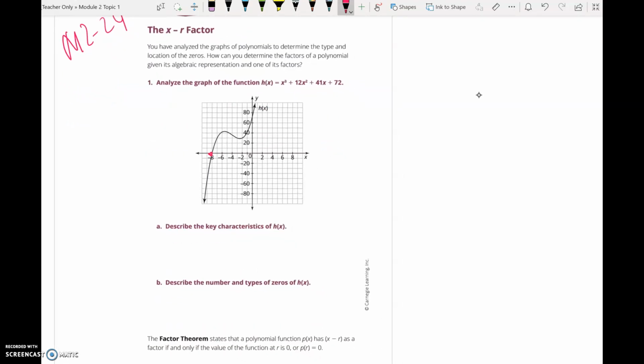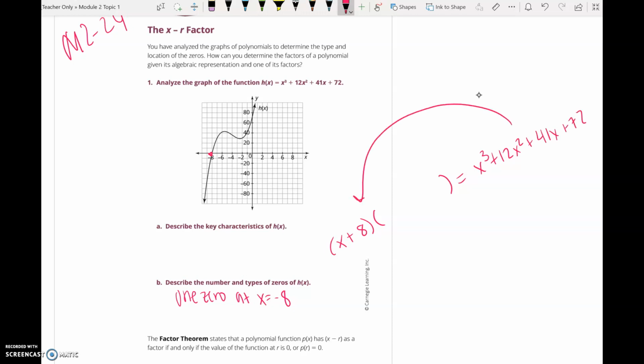And so there's 1 zero at x equals -8. So we would then assume that x plus 8 times something is going to make this. Normally we'd move from this step to this step, right? And we'd try to group it or something, GCF. But we can't do that in this case.